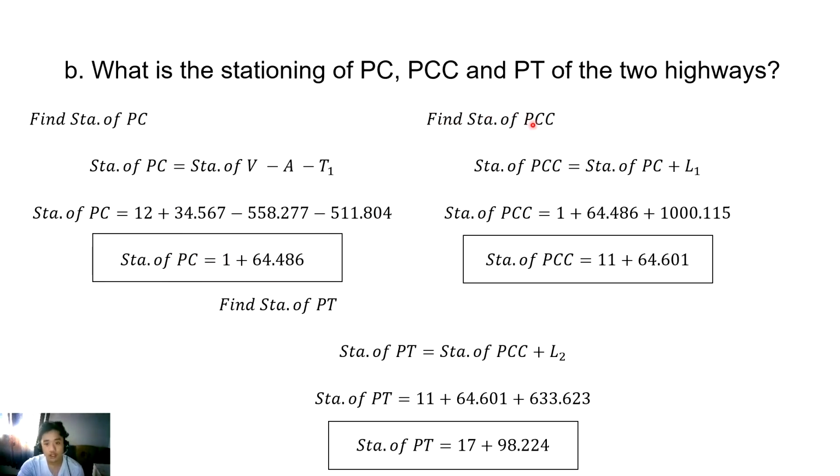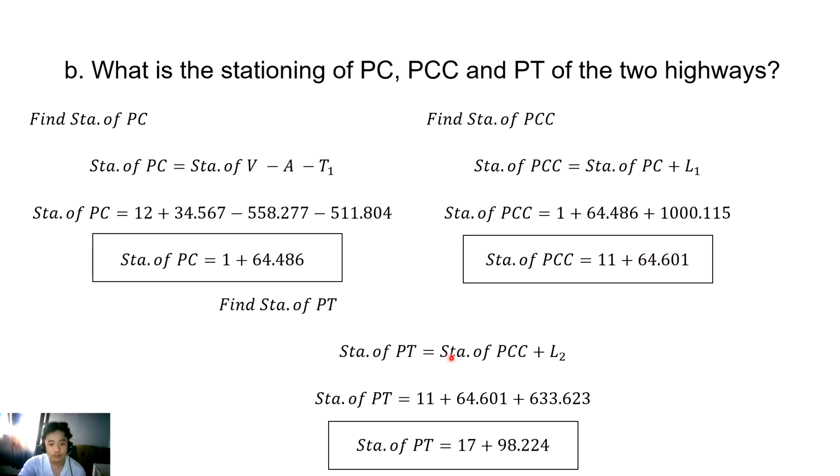And for the station of PCC, gagamitin natin na formula ay station of PC plus L1. So, alam naman natin na ang PC natin ay 1 plus 64.486. So, sa substitute lang natin siya. Tapos, add natin siya sa L1 which is 1,000.115 and we'll get the station of PCC 11 plus 64.601.